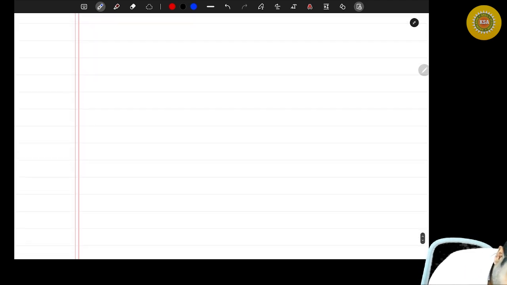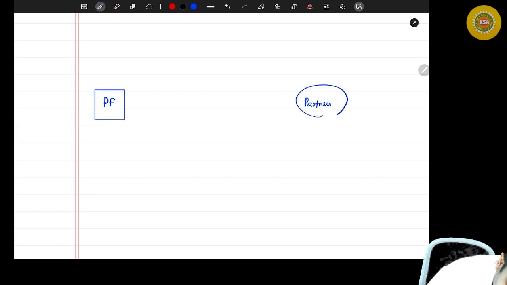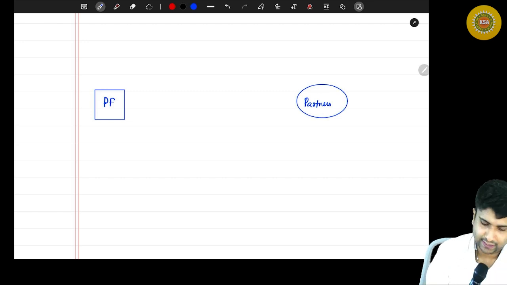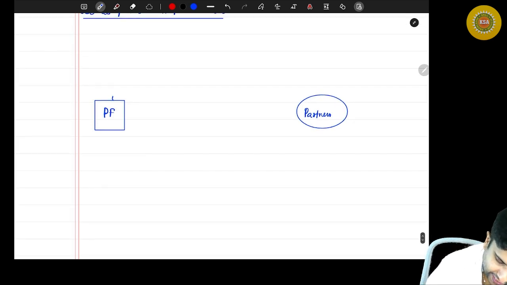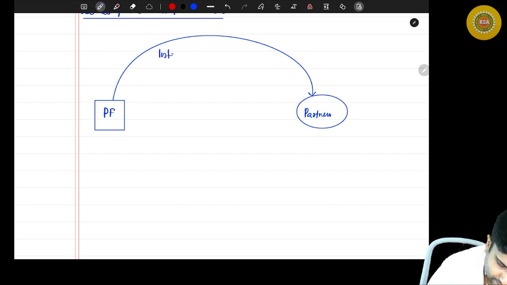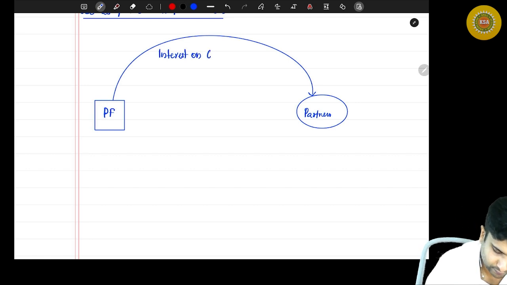Listen, say you are a partnership firm. And there is a partner. Now listen, say this partnership firm is paying interest on capital to that particular partner, or they are paying a remuneration to a working partner.